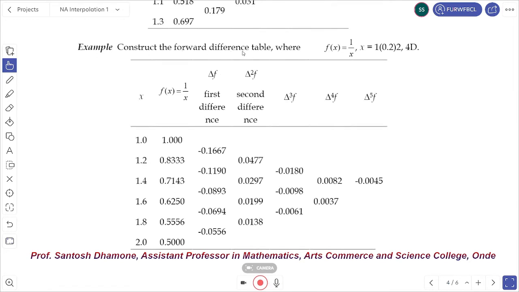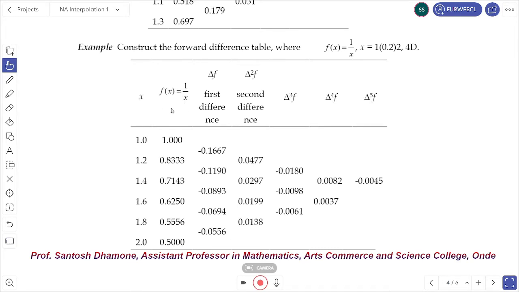Example: construct the forward difference table where f of x is equal to 1 upon x, and the values of x go from 1 with h equal to 0.2 and the last point is 2. Here we get four forward differences. First we take the values of x in the first column. The first value of x is 1.0, the next is 1.2, then 1.4, 1.6, 1.8, and the last value given is 2.0, that is 2. The function is f of x equal to 1 upon x. Then using this function we calculate the values of y.